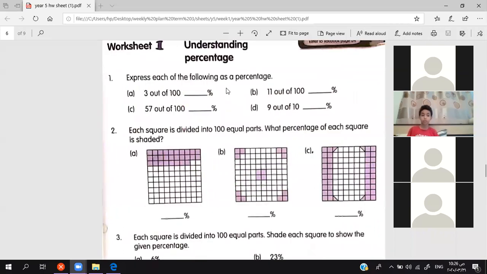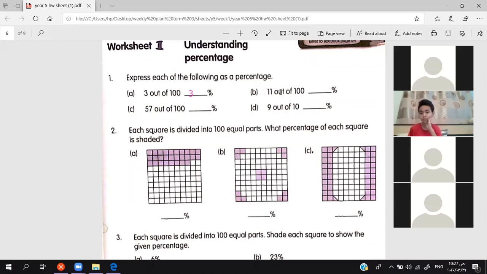So as I told you, the word percentage means a fraction over 100. Percentage must be over 100. So he's saying 3 out of 100, meaning 3 over 100 is equal to how many percent? It's very easy. It's equal to 3%. Why? Because it's already over 100, so the number in the numerator is the percentage. 3 over 100 means 3%.